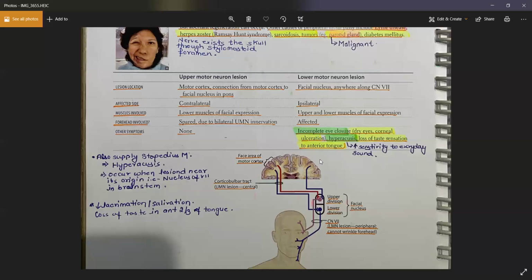And because I told you already that this nerve is also involved in the ears, to dampen the sounds, because of loss of the innervation to my ears, the patient can have hyperacusis, an increased sensitivity to everyday sound. This symptom will be there. Loss of lacrimation will be there. Loss of salivation. And which glands are affected because of my facial nerve?